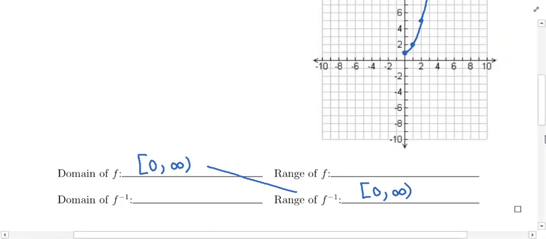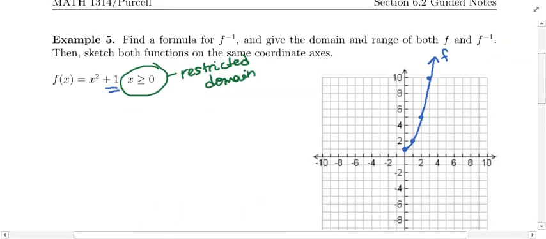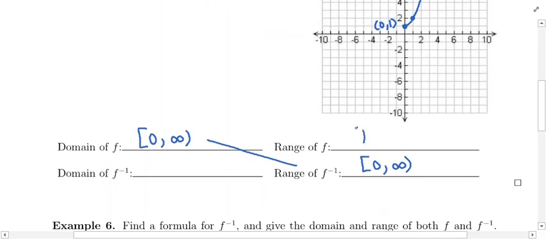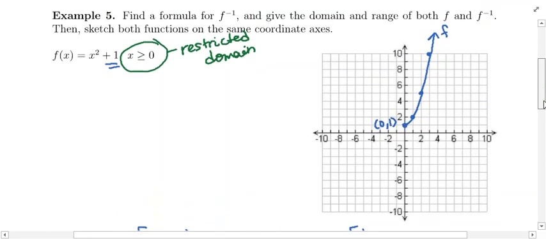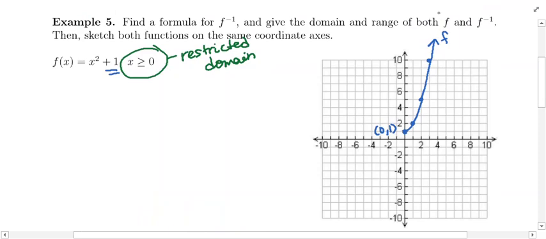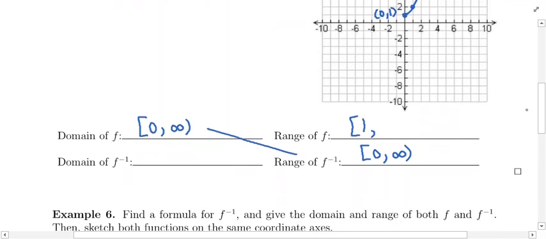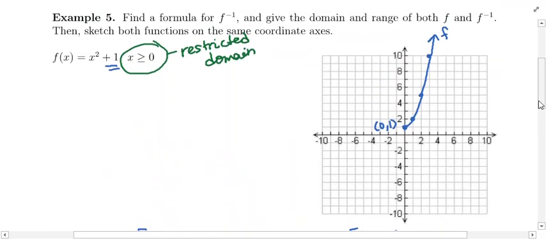And then we can look at our graph to get the range of the original function f. Find the lowest point on your graph. The lowest point on the graph here is (0, 1). Write down the y value. The y value is 1. This is a closed circle, so we're going to include it. And then the highest point on the graph, well, it continues to go up, up, up forever, so the highest point is going to be infinity. So this piece of the parabola covers y values from 1 to infinity.